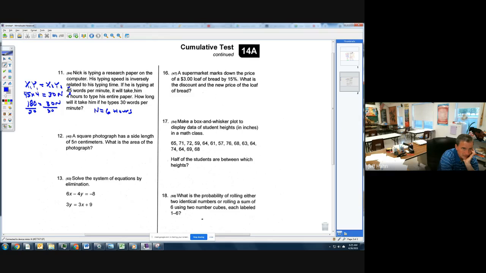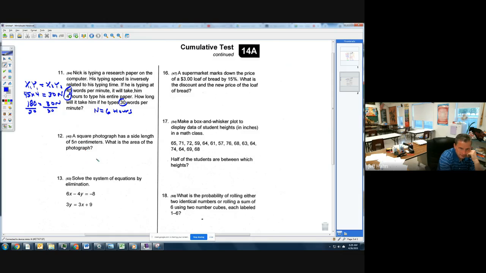Okay, just know that this has to equal the same thing as this times whatever number is. That's inverse variation. And you know you did it right because look, the words went down and the time went up. They went opposite. We'll just stop with that.